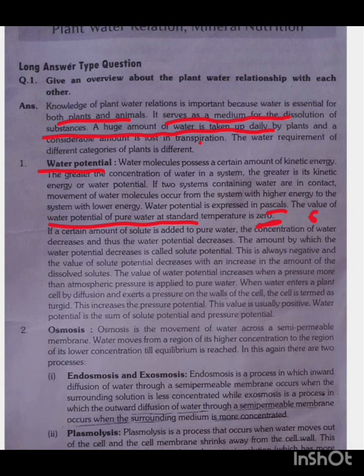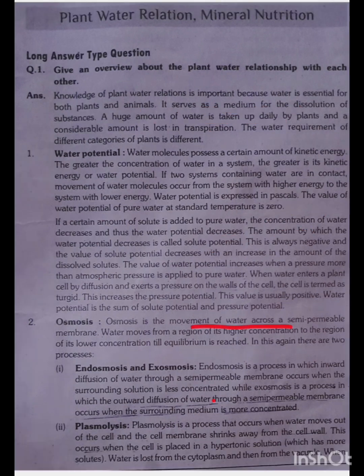If a certain amount of solute is added to pure water, the concentration of water decreases and thus the water potential also decreases. The amount by which the water potential decreases is called solute potential. This is always negative, and the value of solute potential decreases with an increase in the amount of dissolved solute, as water moves to the region of lower concentration till equilibrium is reached.